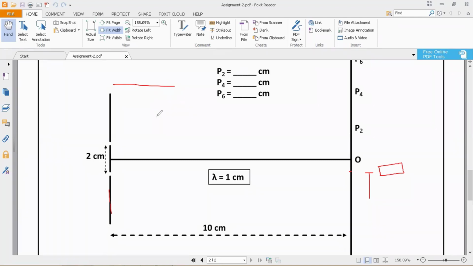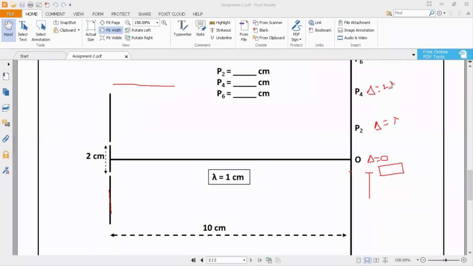Now you have to find where P2 will be. The first maximum is delta equal to 0, which is the center one. The next maximum is delta equal to lambda. The next maximum is delta equal to 2 lambda. The next one is delta equal to 3 lambda. The lambda I have given here, what is lambda here?